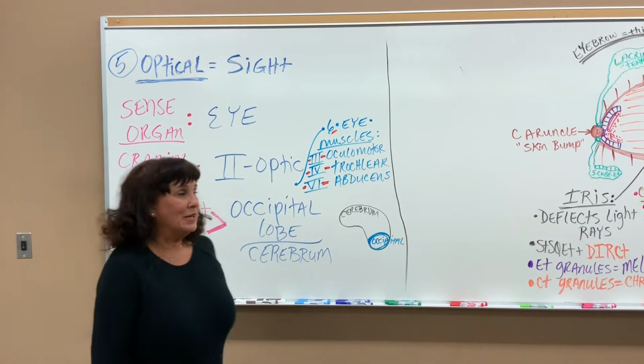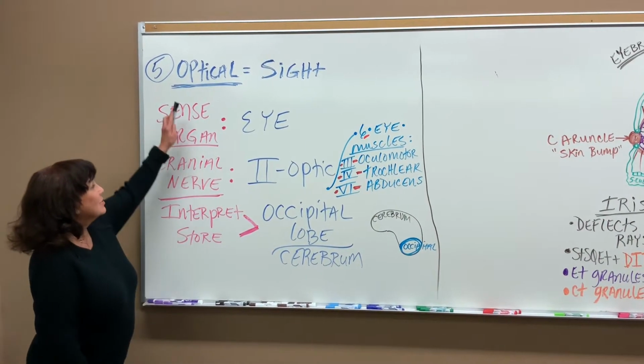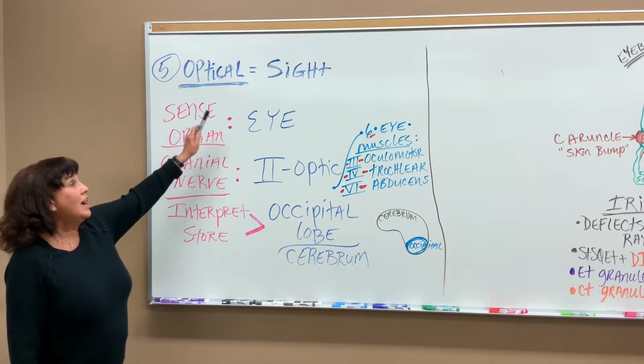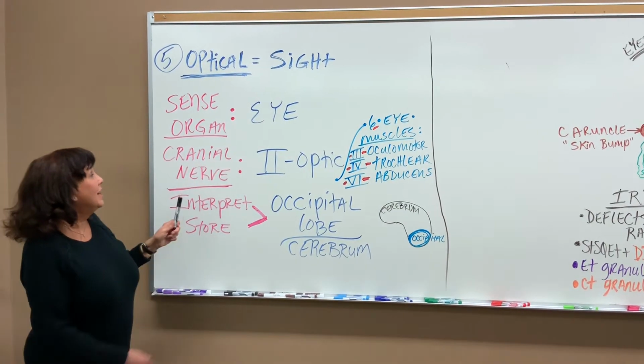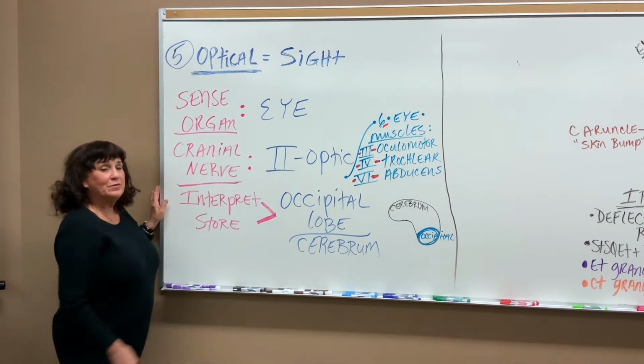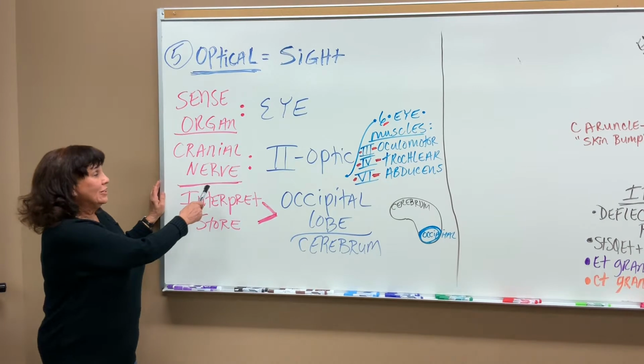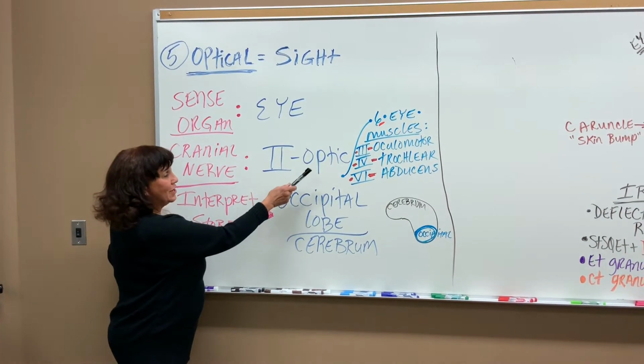So let's start from the beginning here and go through this. It's the optical sense, which is your sight. And what's the organ responsible for your sight? Your eye. What cranial nerve is it? Number 2, the optic nerve.